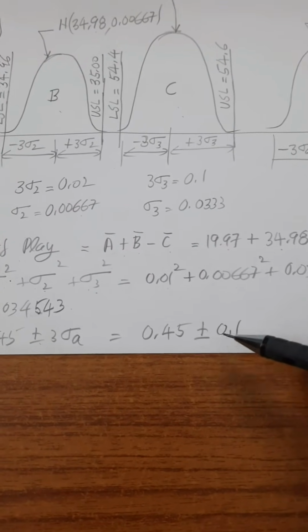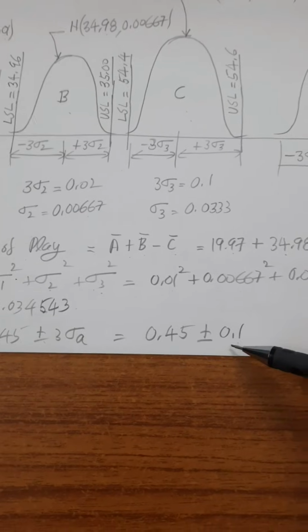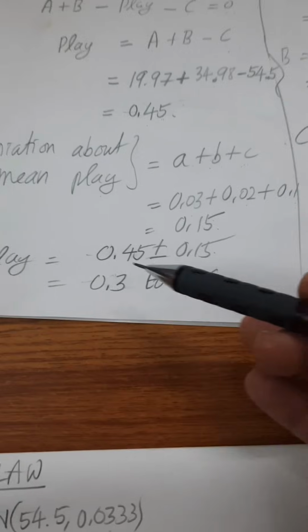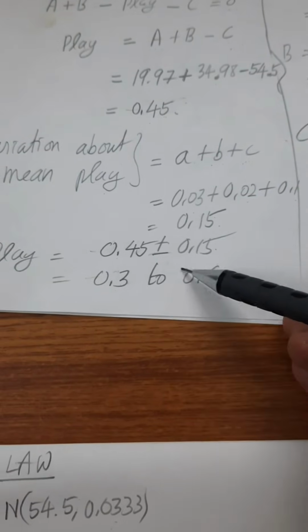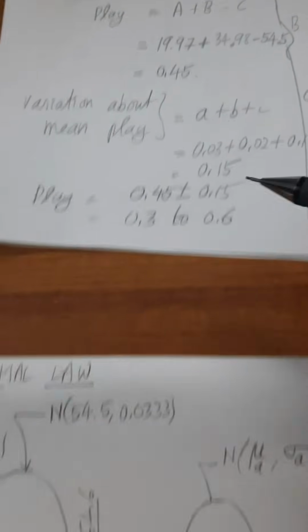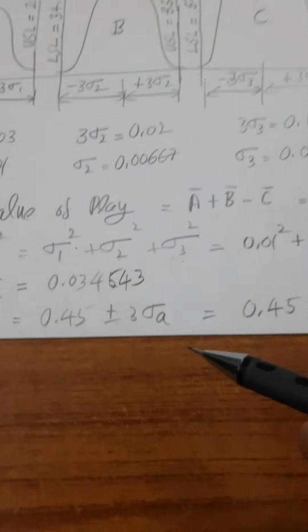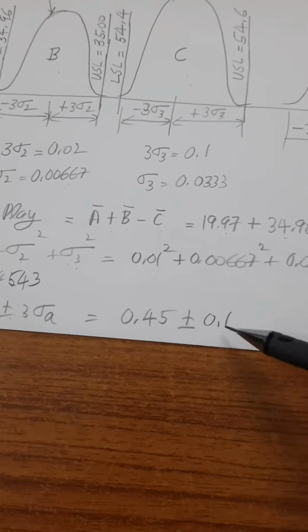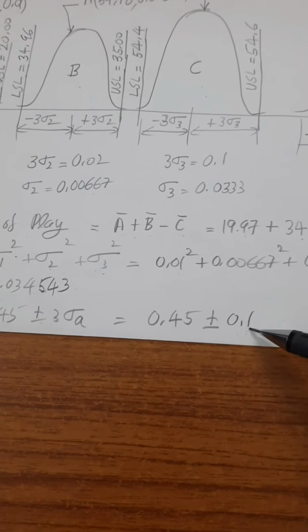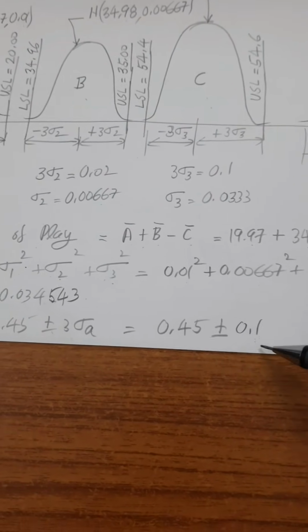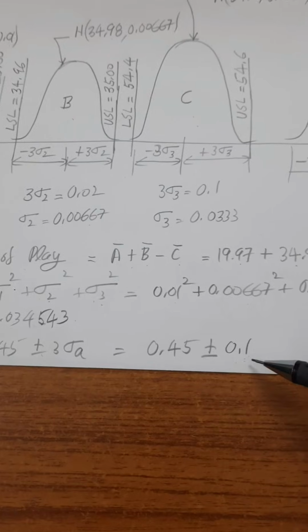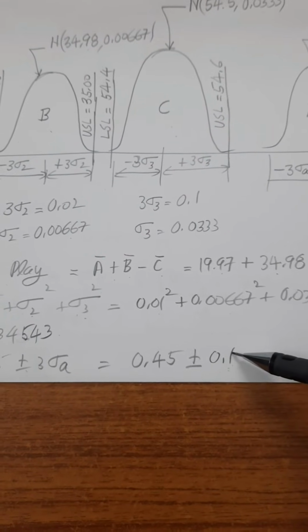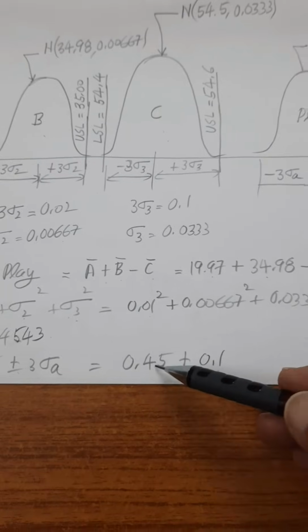Let us compare this answer with the Surfit law answer. As per Surfit law, we got the play as 0.45 plus or minus 0.15. As per the normal law, we got the answer as 0.45 plus or minus 0.1. For the same play, we got the answer as per the Surfit law as 0.45 plus or minus 0.15, as per the normal law as 0.45 plus or minus 0.1.